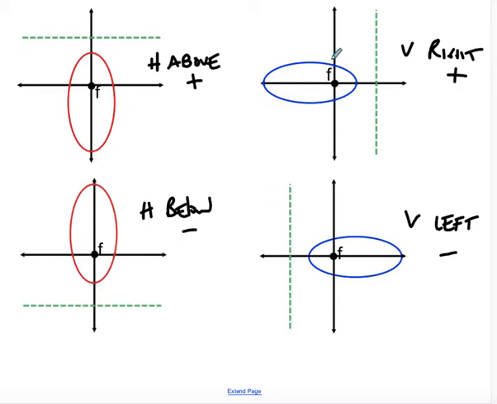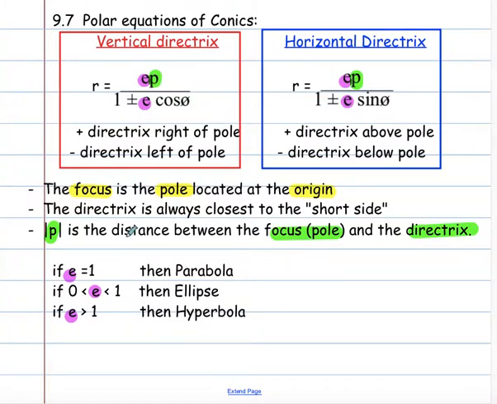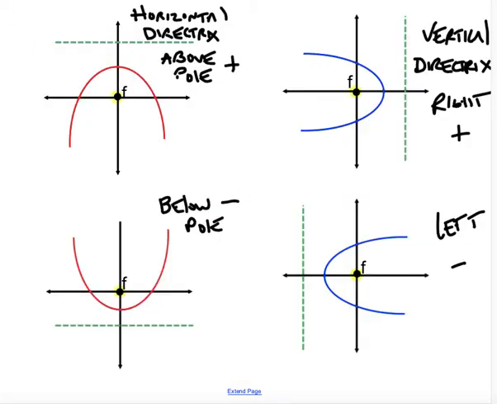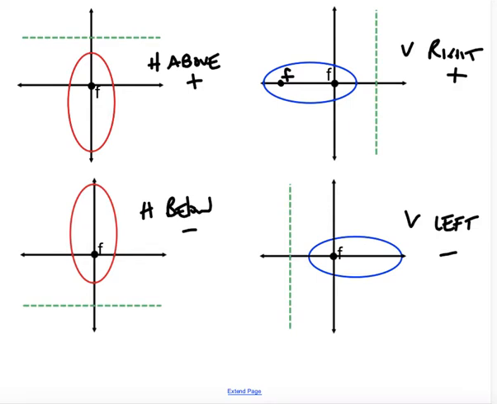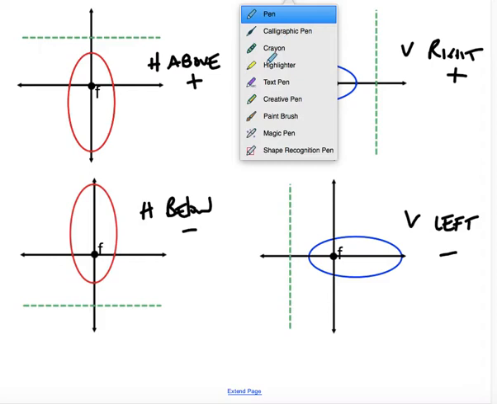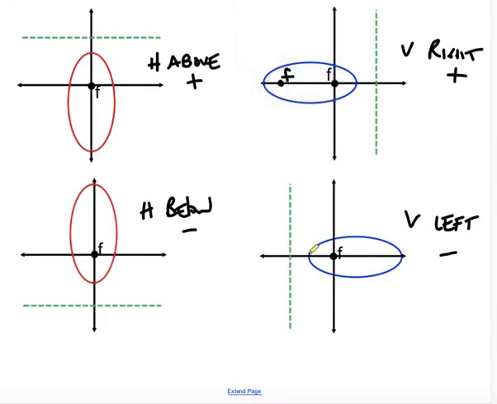What else? Just remember that the origin is the pole. It's also a focus. So that would mean that, whatever this distance is, if I went this other way in, there would be another focus. We would be able to figure that out. This comment back here about the directrix is always closest to the short side. What I meant by that is, let me get a highlighter. Okay, so here's your directrix.